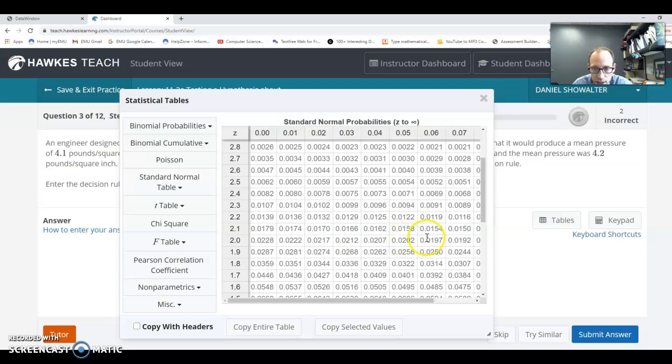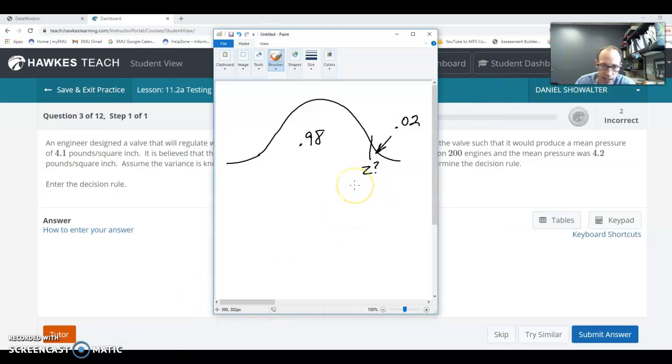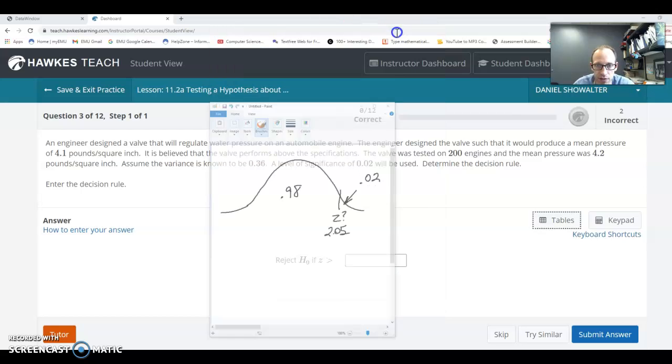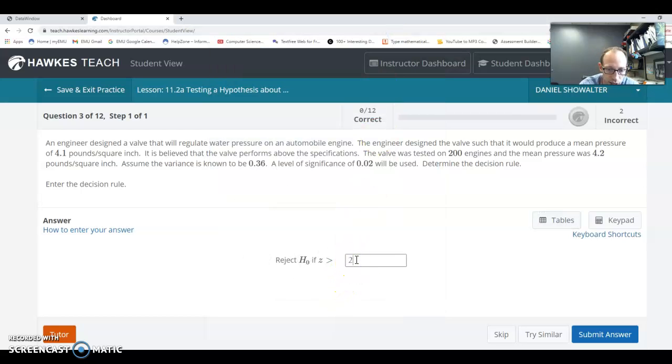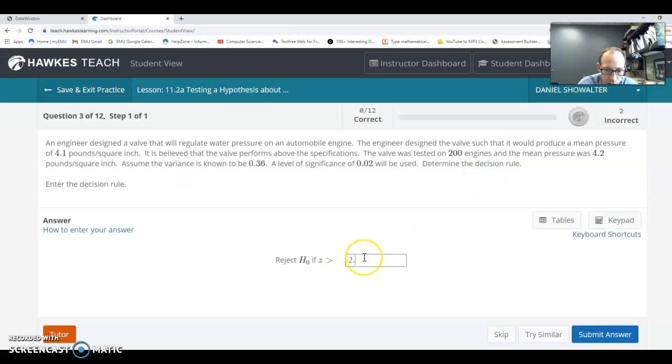0.02 would be between these two. Let's get the closest one. That would be a z value of 2.05. So that means that this z value right here is going to be 2.05, and we're going to reject if the z is greater than 2.05.